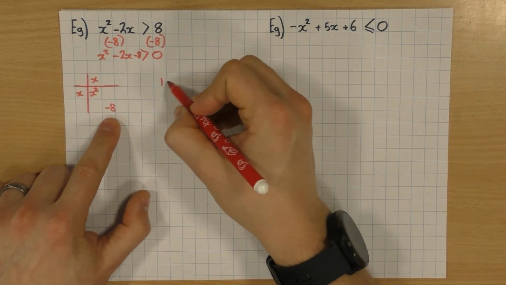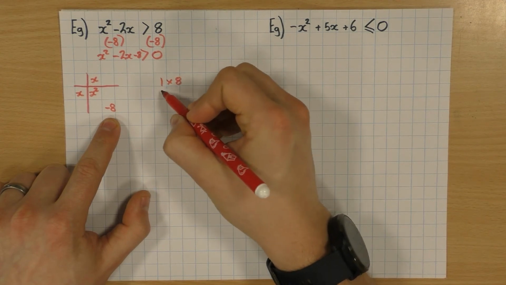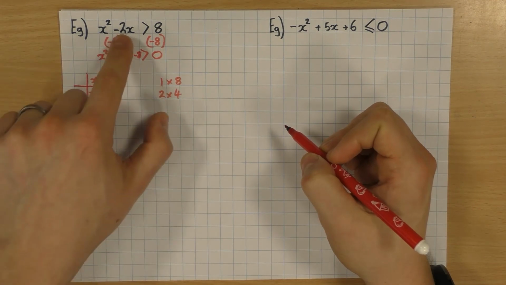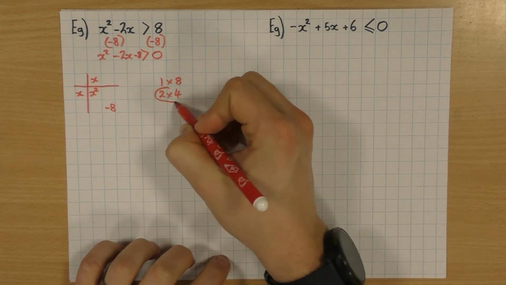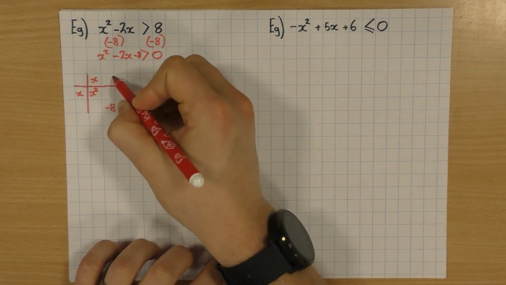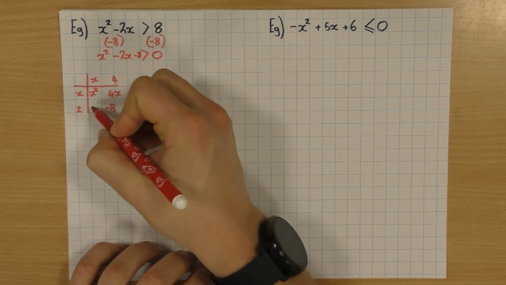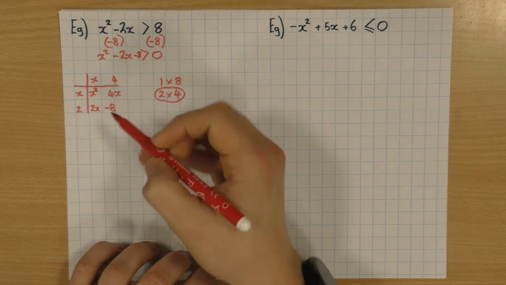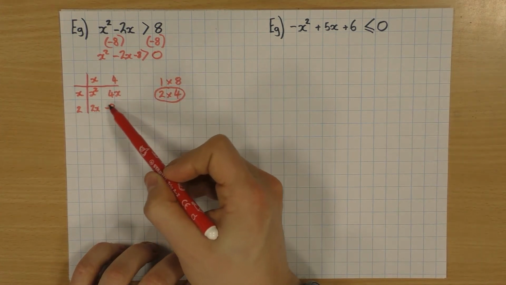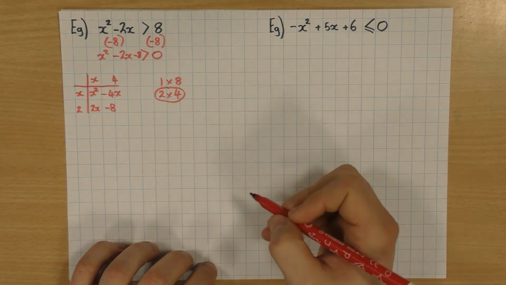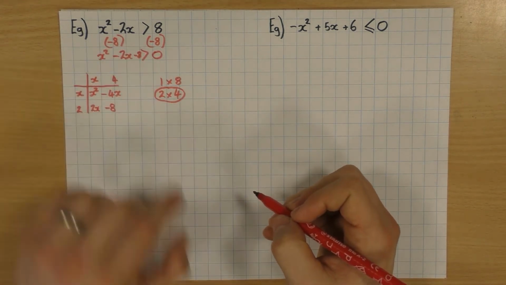And then I need to find some numbers that multiply to get to 8. So 1 and 8, 2 and 4. Which one am I going to use to get me a 2? Definitely the 4 and the 2. So 4 and 2, which gives me 4x and 2x. At the minute, if I simplify them, I have 6x. I need minus 2x. So I'm going to do minus 4x plus 2x to get the minus 2x.